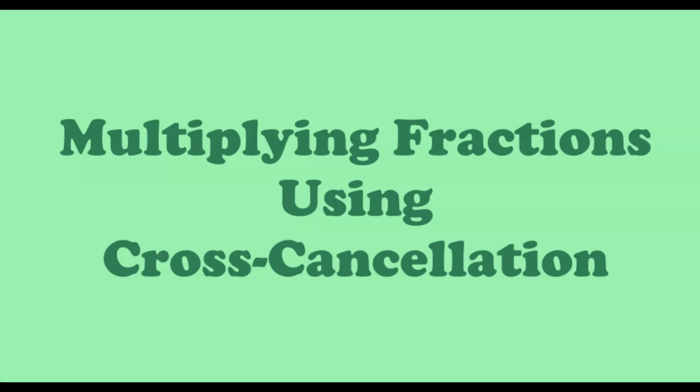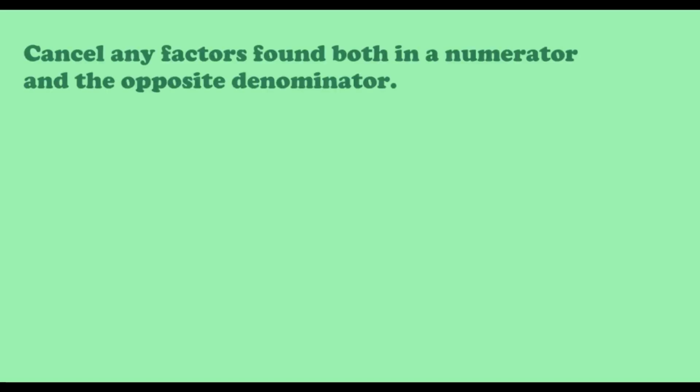In this video, we are going to learn how to multiply fractions using cross-cancellation. Cross-cancellation is a method that we can use to make multiplying fractions easier. When we use cross-cancellation, before multiplying the fractions, we first cancel any factors found both in a numerator and the opposite denominator. This allows us to work with smaller numbers, and hence the problem becomes easier.